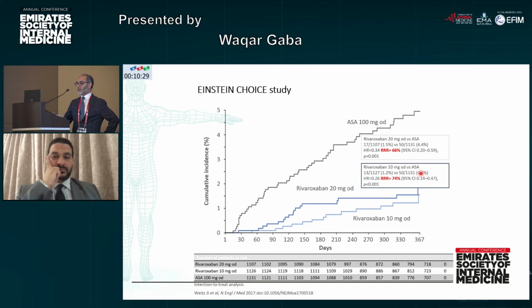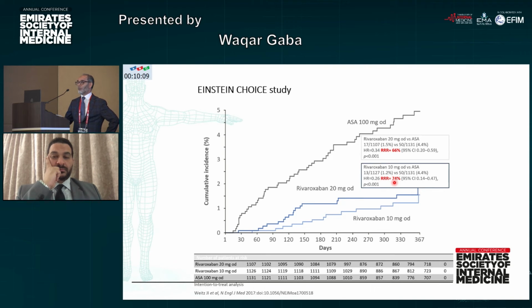So what they saw was that, in terms of incidence, again, the event rate showed a relative risk reduction of 66% with 20 milligram compared with aspirin. And again, with 10 milligram, you can say a relative risk reduction of 74%. So there is quite a lot of reduction in terms of recurrent risk of VTE when you extend it.